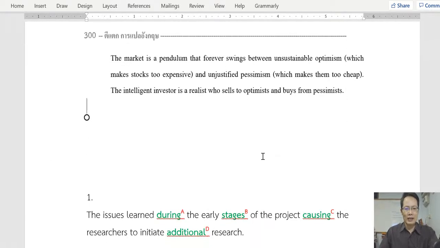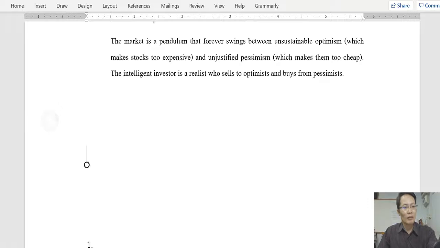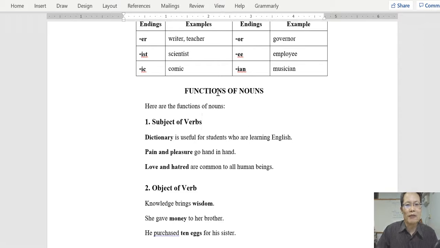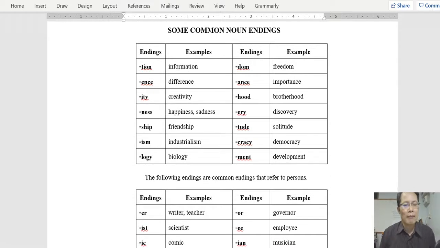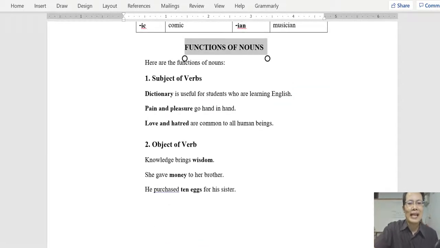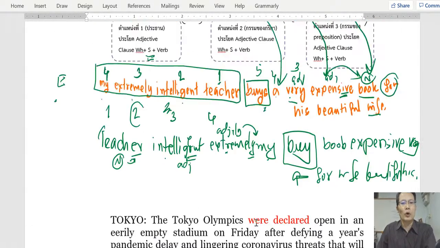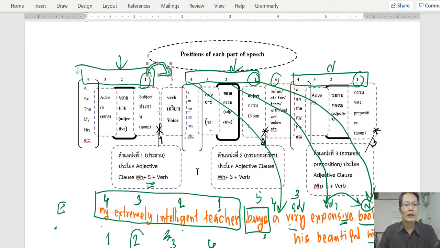Let me say what is noun in brief. What is noun in brief? But don't forget that we are over here right now, the functions of nouns. And here are some of the endings of nouns that we call suffix endings. You have to remember them. At the same time, you have to remember the positions of noun. Now, as subject of verb. Subject of verb, where is it? It will be over here. Number one here. This is subject of verb. Number two is object of verb.